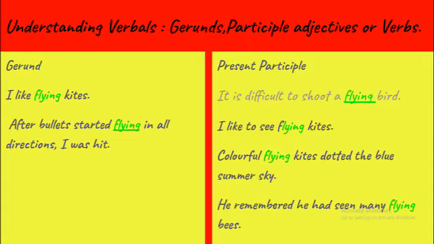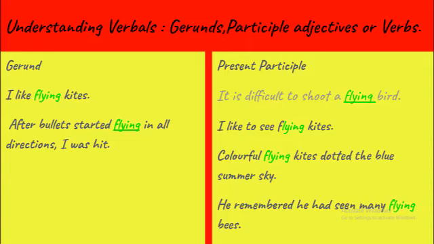When we see the present participle: "It is difficult to shoot a flying bird." "I like to see flying kites." Here we are not talking about kites in general. When you say "I like to see", you are sitting somewhere and looking at the kites which are flying. So in this example of kites, flying is being used as an adjective.